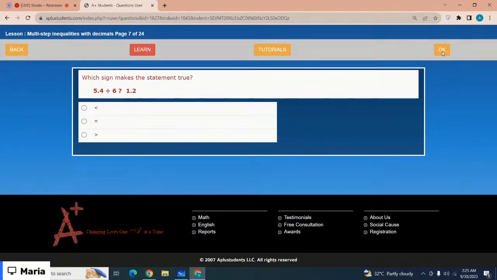Okay, which sign makes the statement true? 5.4 divided by 6, and you have to compare it to 1.2. So which is the correct option? When you divide 5.4 by 6, that would be 0.9, right? Because 6 times 9 is 54. So that would be 0.9, and obviously 0.9 is less than 1.2.